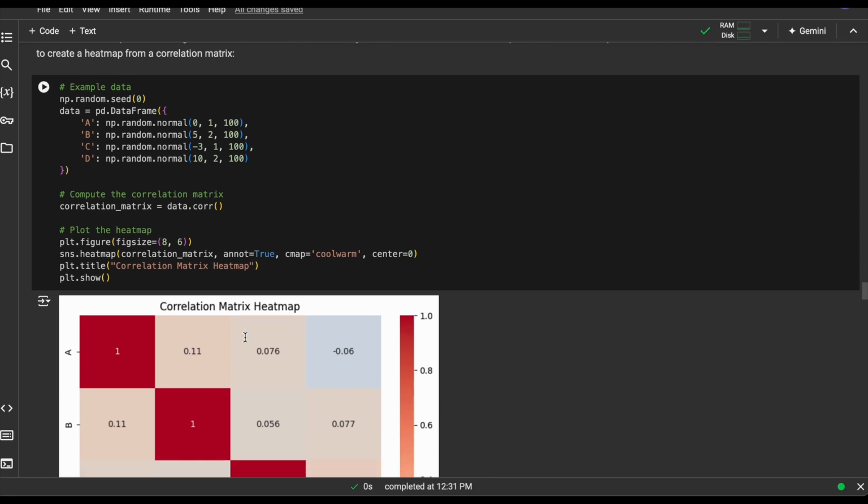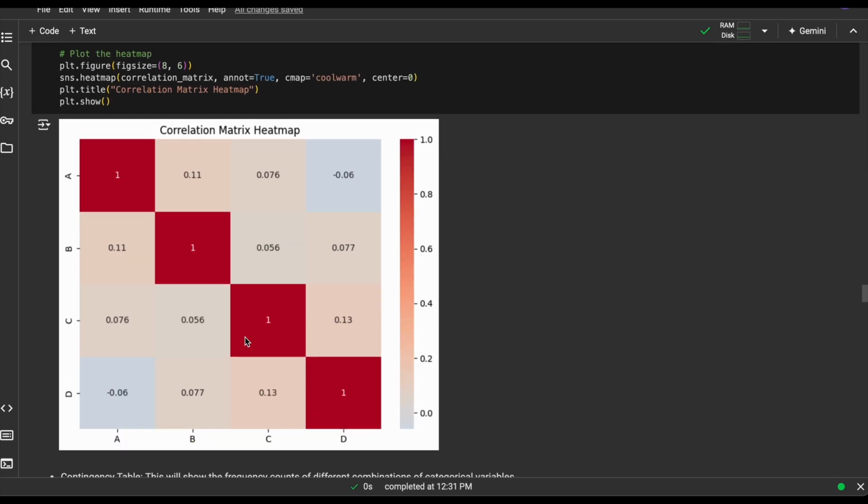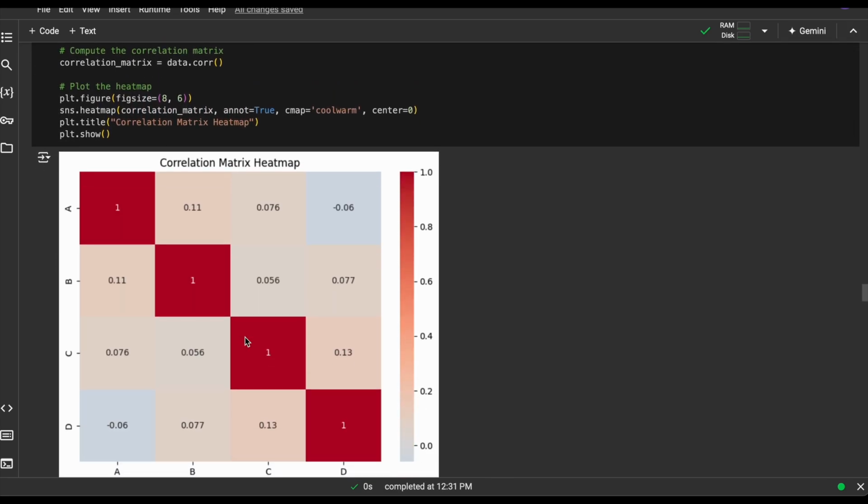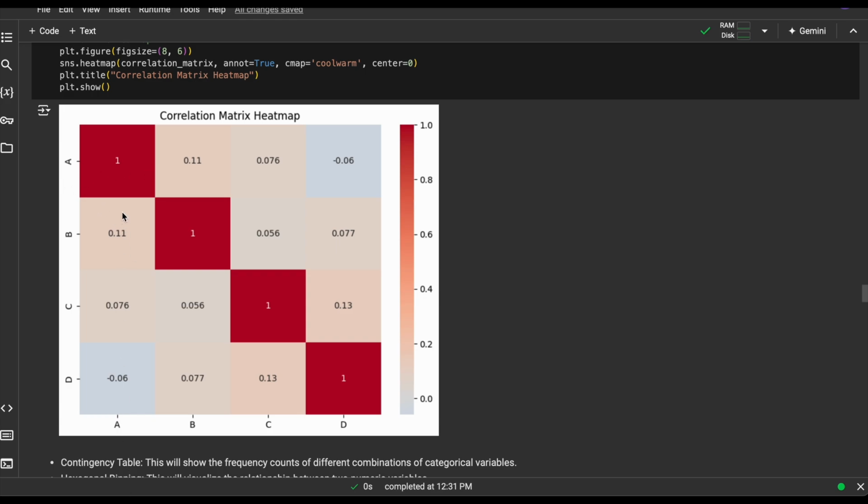The next is the heat map. A heat map is one of the best visualizations of how values are correlated. In this heat map I have shown an example. A with itself is exactly correlated, this is the one, the perfect. B and A is 0.11, a positive correlation, and C is 0.076, a very slight positive correlation, and D and A is negatively correlated, minus 0.06.